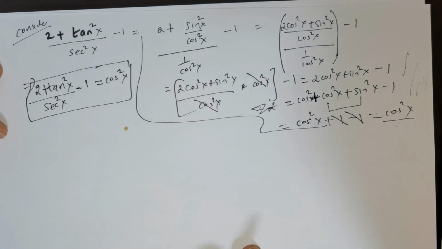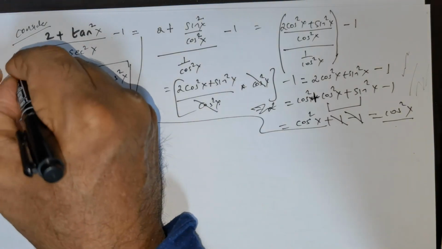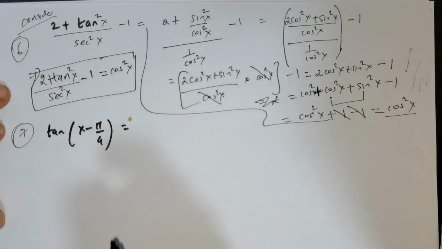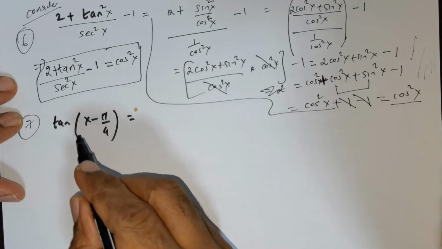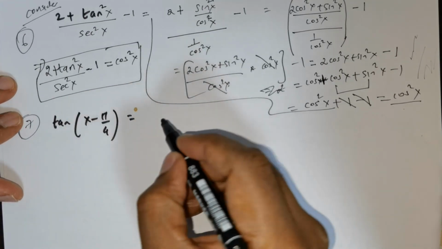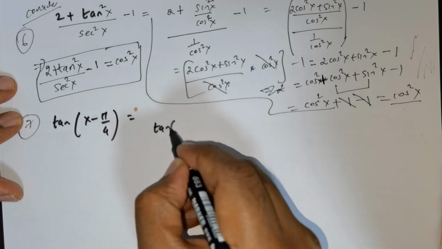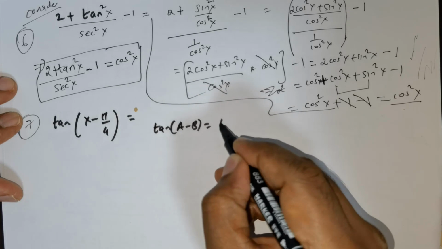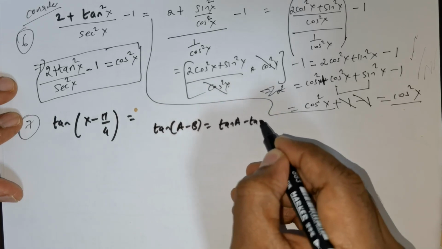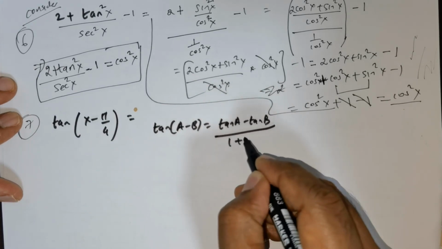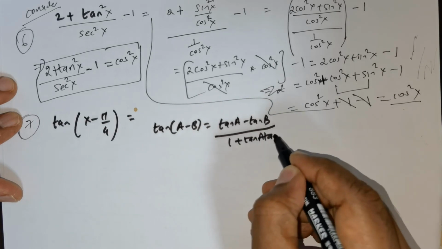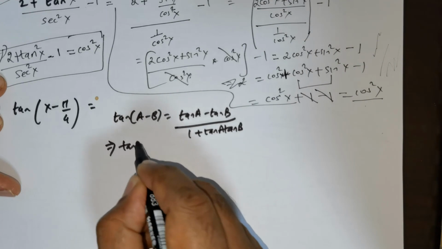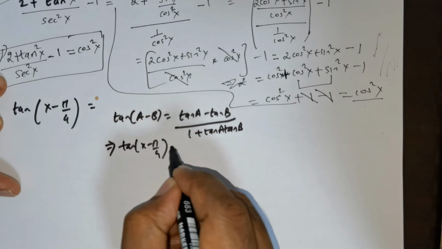So this is problem number 6. We will move on to problem number 7. So this is the next question. We are expected to evaluate tan of x minus pi over 4. Now for this I am going to be utilizing this formula, tan of a minus b, which is equal to tan a minus tan b divided by 1 plus tan a tan b. So this would mean tan of x minus pi over 4.